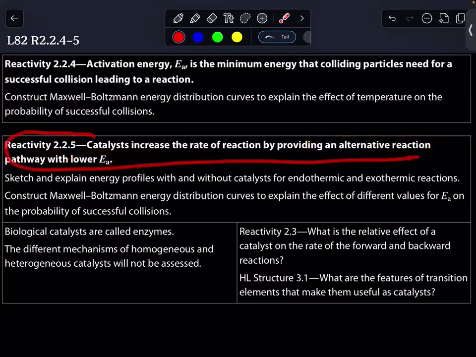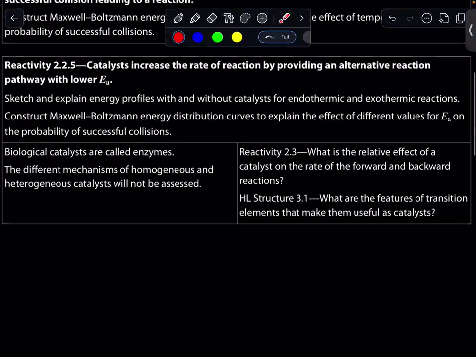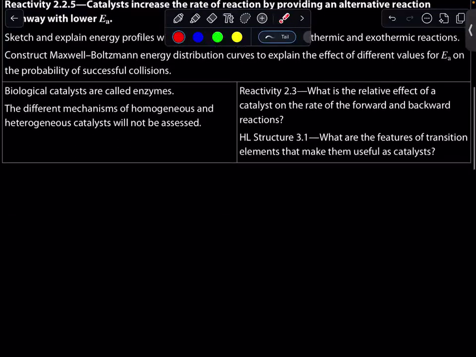You'll remember this is a phrase I said you must remember on our last video. From there, we'll be able to sketch and explain energy profiles with and without catalysts for endothermic and exothermic reactions. We'll construct Maxwell-Boltzmann energy distribution curves to explain the effect of different values for EA on the probability of successful collisions. So we're just going to go over a whole bunch of stuff that's all interconnected between 2.2.4 and 5. So starting with activation energy.